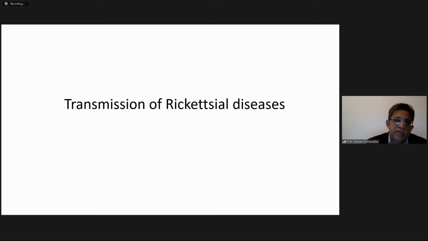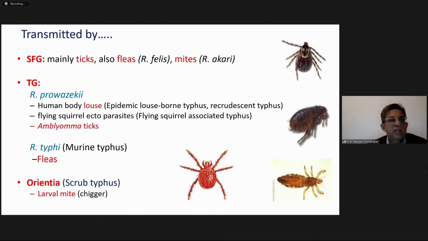Looking briefly at transmission, rickettsial diseases are transmitted by ticks, fleas, mites, and other arthropods. Spotted fever is mainly transmitted by ticks, and by fleas in the case of Rickettsia felis, and mites, Rickettsia akari. Then the typhus group: the oldest, Rickettsia prowazekii, which caused a massive number of deaths during the world wars, is transmitted by the human body louse. Rickettsia typhi, or murine typhus, is transmitted by fleas. Then Orientia tsutsugamushi, as you all know from the good olden days, is transmitted by the chigger mite, the larval stages of the chigger mite.